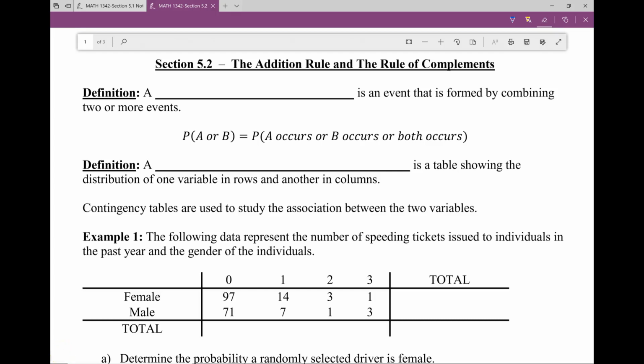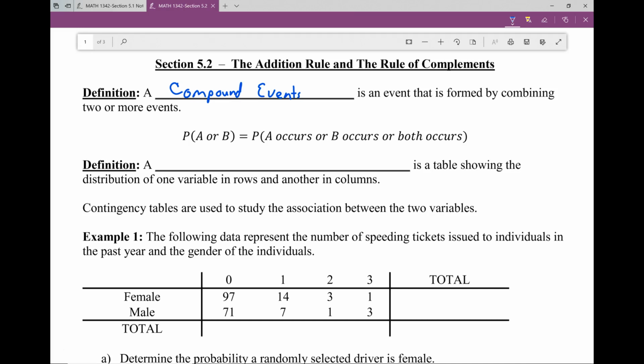In this video, we want to continue looking at probabilities. The first probability that we want to look at is what we call a compound event. A compound event is when more than one event is combined together. It could be two events, three events, or four events.